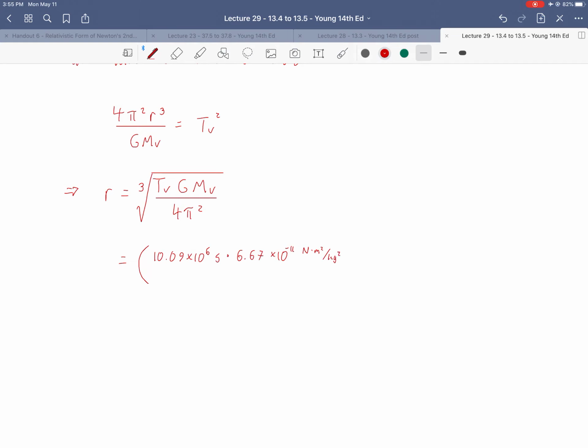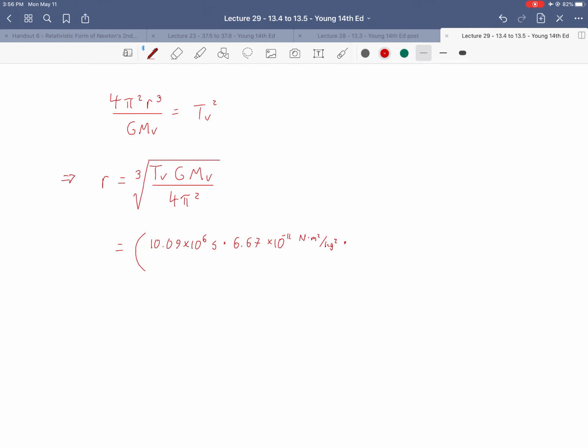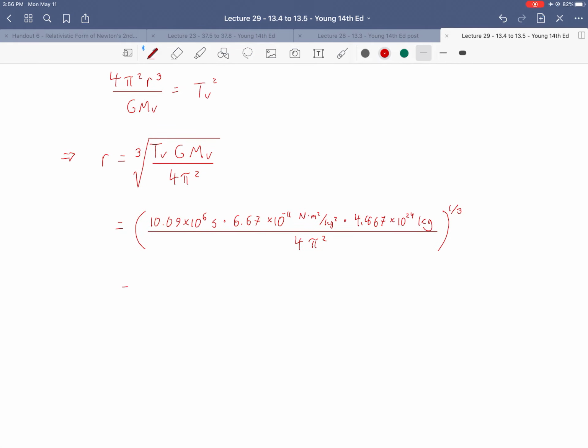All right, and then we'll multiply by the mass of Venus, which is pretty similar to the mass of Earth. So 4.867 times 10 to the 24 kilograms. And then 4 pi squared. And let's put this where I need it. All right, there. That's good. And then I'm going to raise it all to the 1/3 power, just so I have it in a form that looks like what I'd be entering in the calculator. And I got plenty of space for this, so I'm not trying to squeeze it in at all.